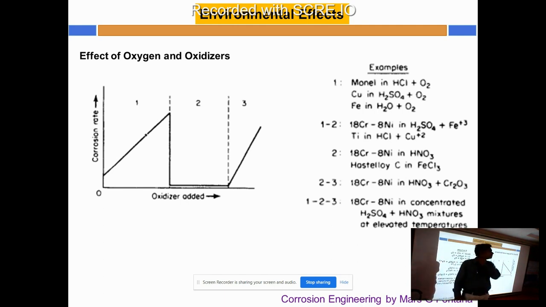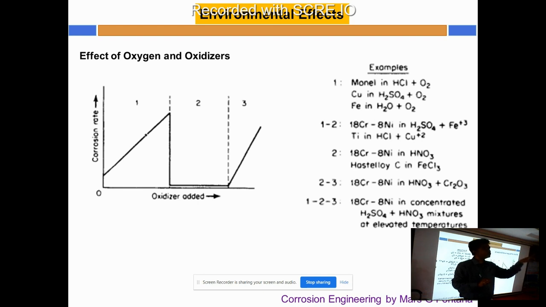Understood the graph? What is section 1? What is section 2? What is section 3? What are sections 1, 2, 3? What are the 2 and 3 sections?